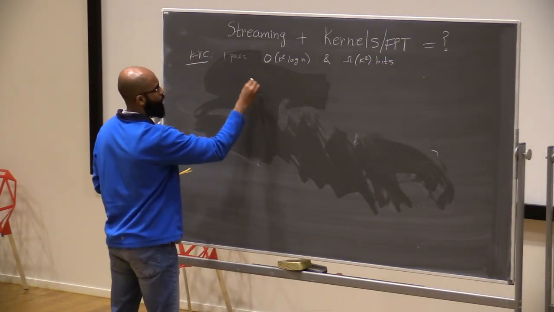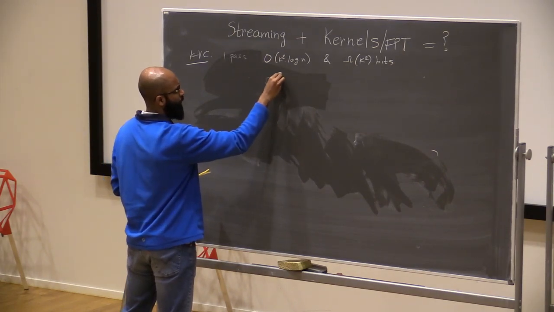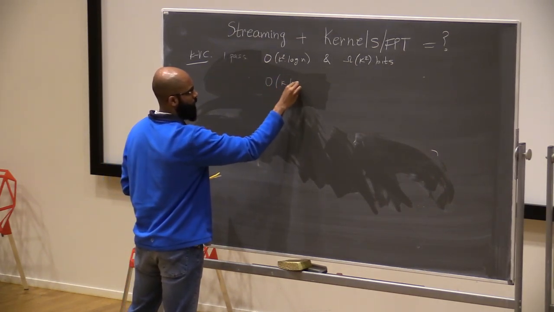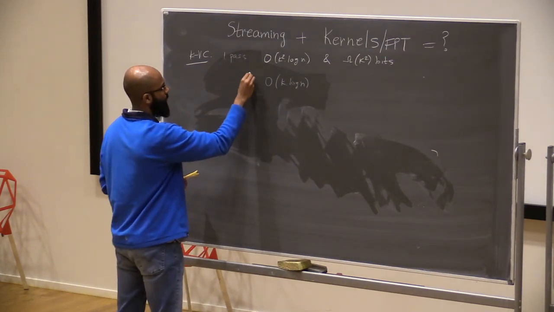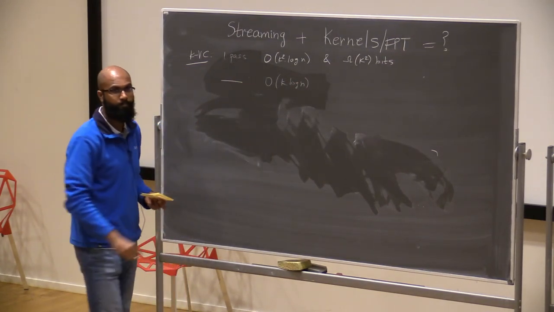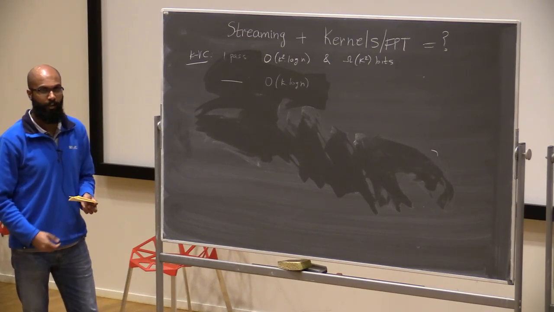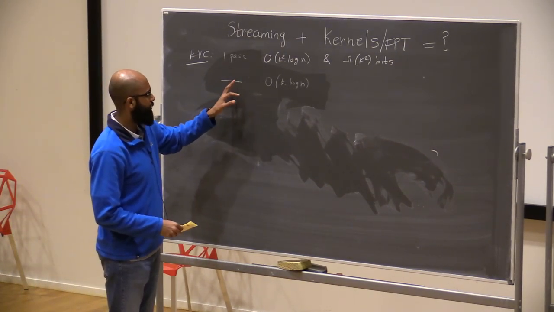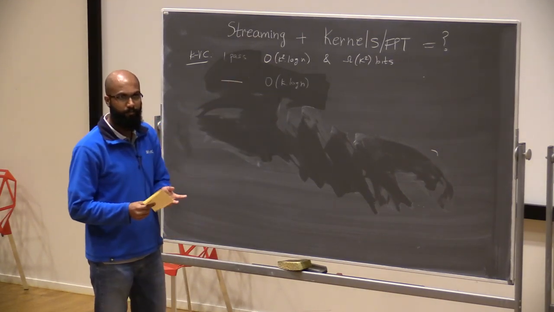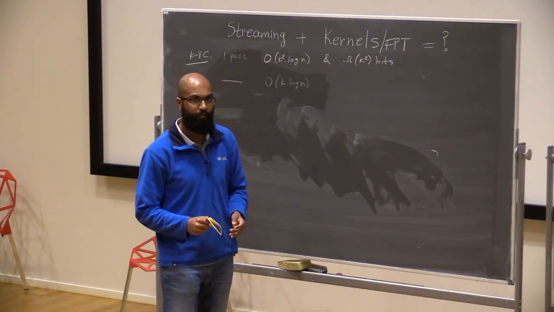But now, supposing I want an algorithm which only stores k log n bits, then how many passes do I need? Supposing I could have some number of passes which was some function of k, sometimes that might be enough.